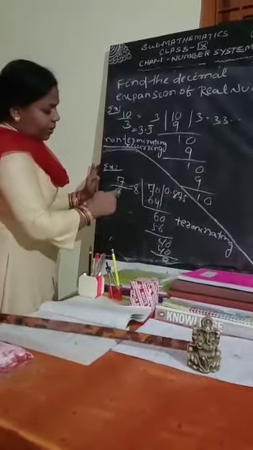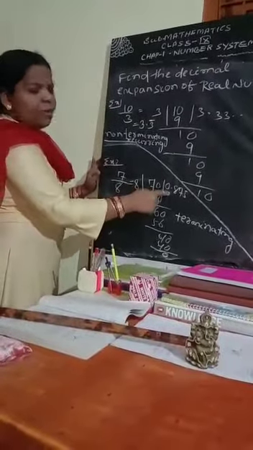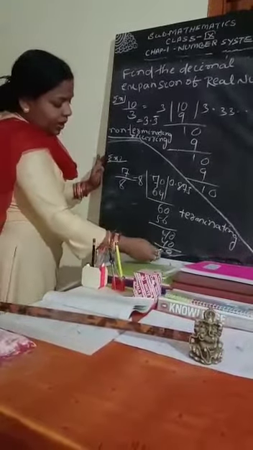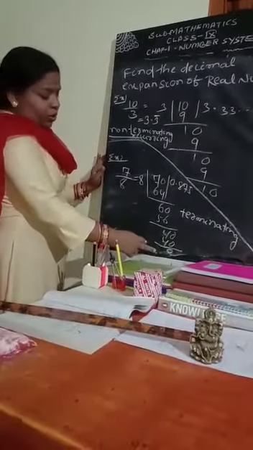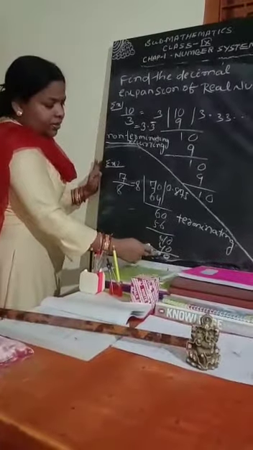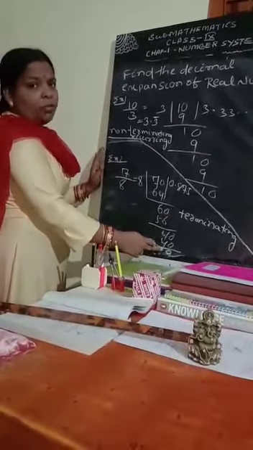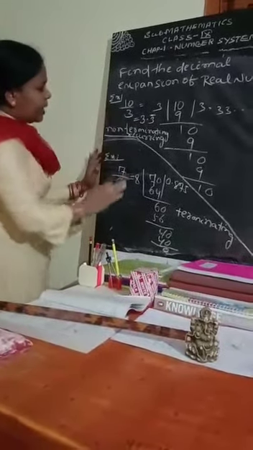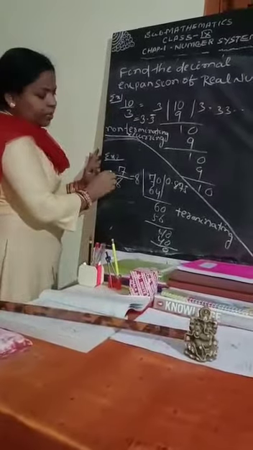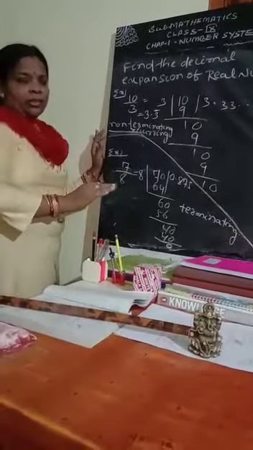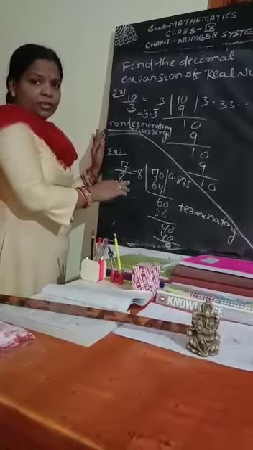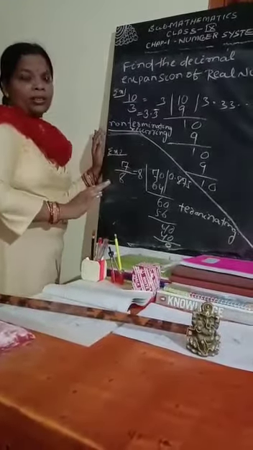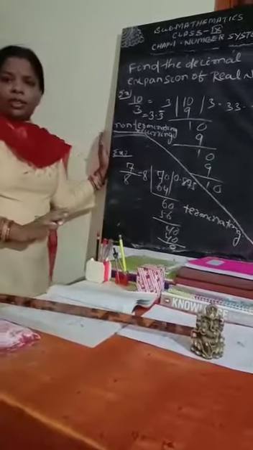That means 7 by 8 is divisible in some steps. And we get the remainder as 0. When we get the remainder 0, that is terminating. This decimal expansion of the real number is terminating. This is the terminating number, and the other is the non-terminating recurring decimal. It is a terminating decimal. Are you clear?